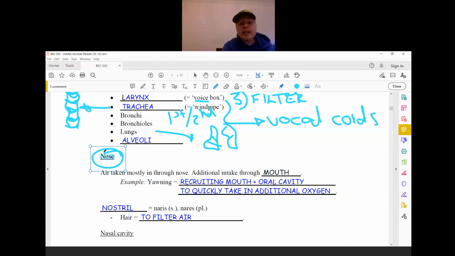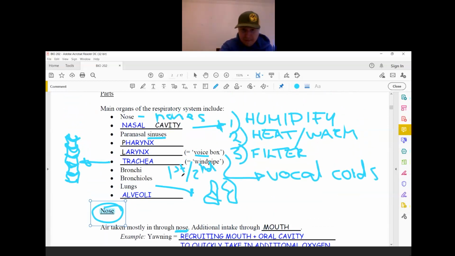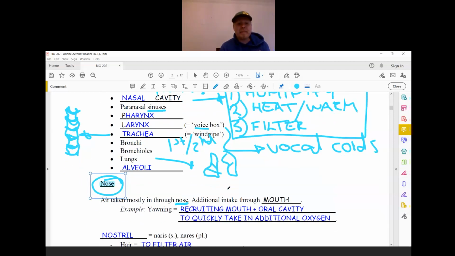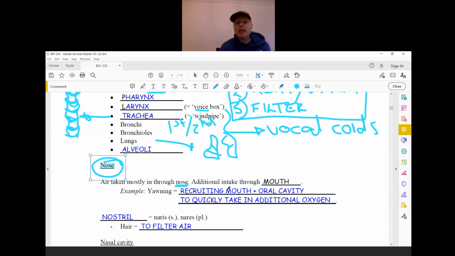It is only when we need to recruit an additional route of taking in more air that we recruit the mouth for that purpose. So normally we breathe through the nose, which allows us to do all of these three important main functions of the nasal cavity: humidify the air, heat up and warm the air, and filter the air. Typically that all works out great by using the nose for breathing. We do recruit the mouth whenever there's a need for additional air to be brought in or gotten rid of.